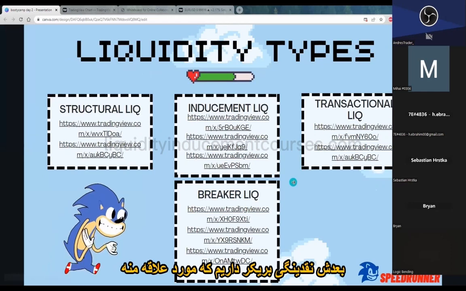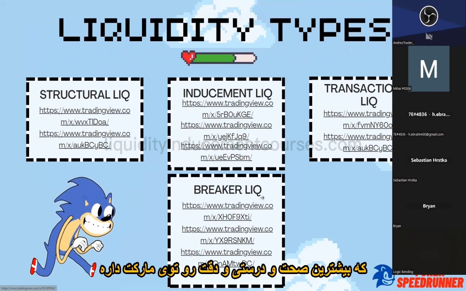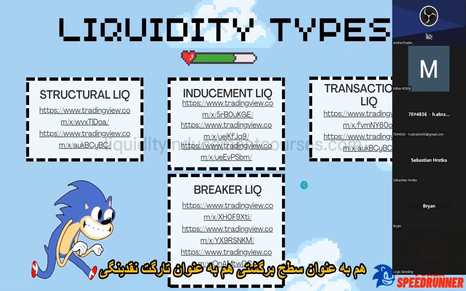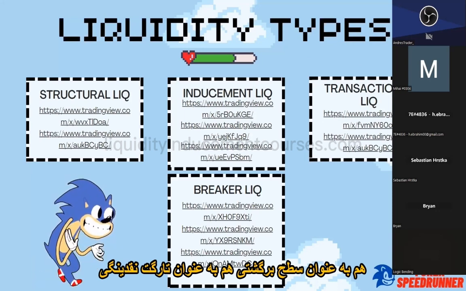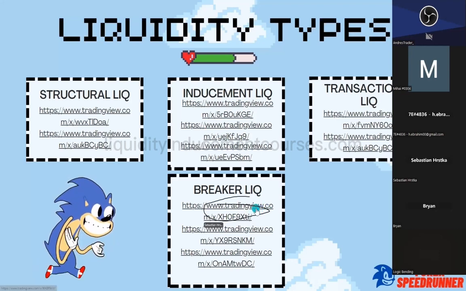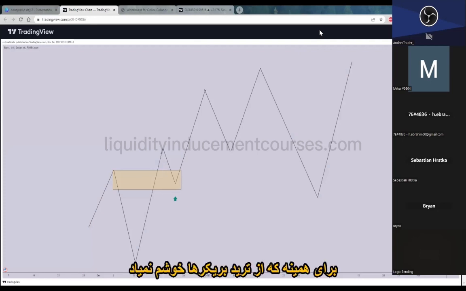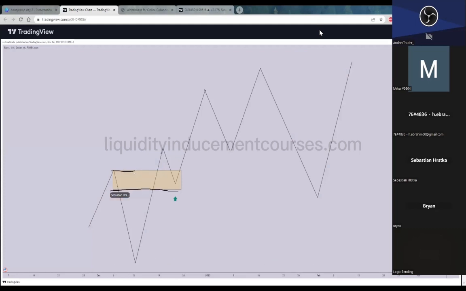And then we have my favorite, breaker liquidity, which has the highest accuracy in the whole market, both as a reversal level and as a liquidity target. So let's go. As the name indicates, it's just a breaker. That's why I don't like trading from breakers. Basically, a mitigation of breaker is liquidity after breaking the range.